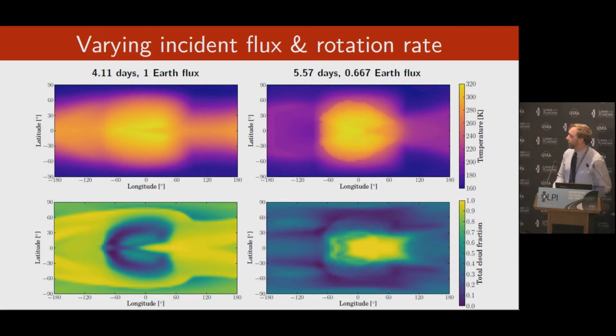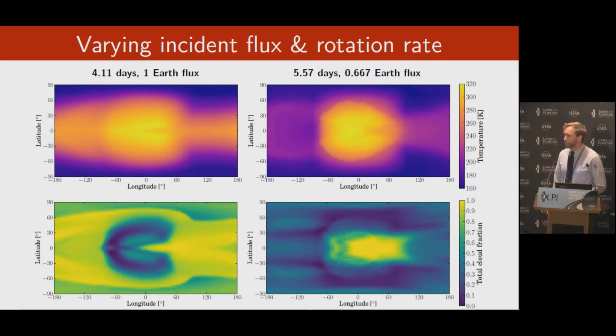And you can see that, again, on the left-hand panel, we have little cloud on the day side for a fast rotation period. And then we see this transition again to having high cloud on the day side for a little bit slower rotation period. And so you can see this transition happens not just when varying the rotation period alone, but when consistently varying the rotation period and the incident stellar flux.